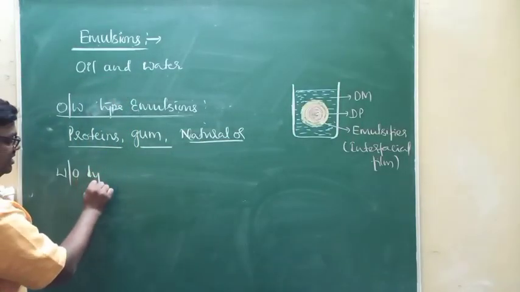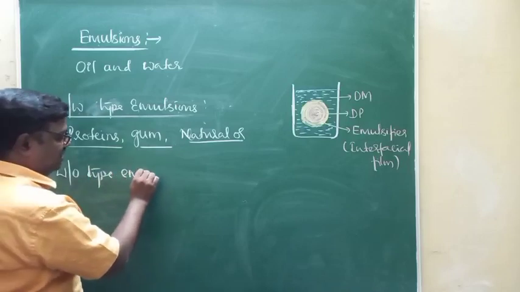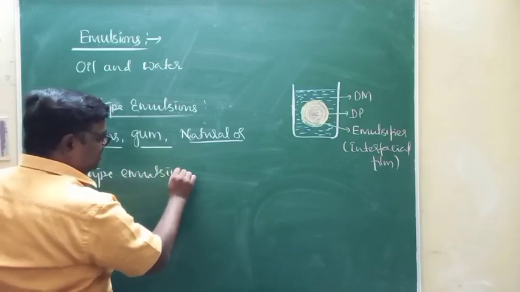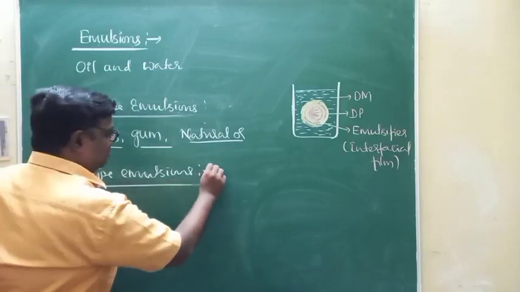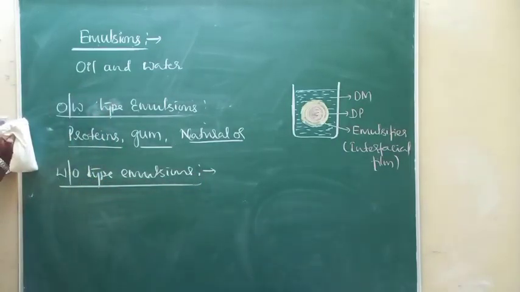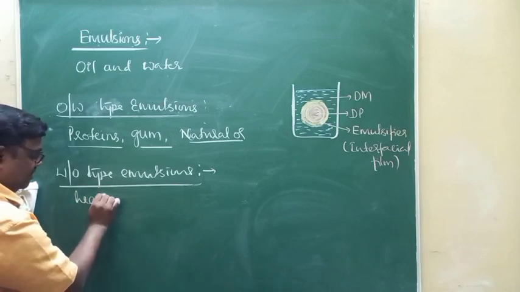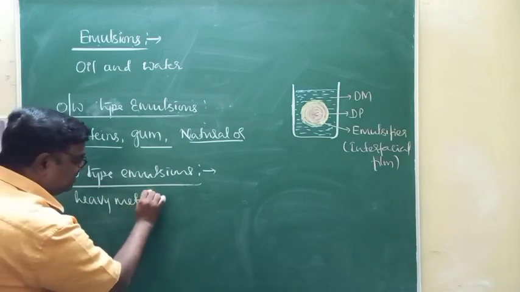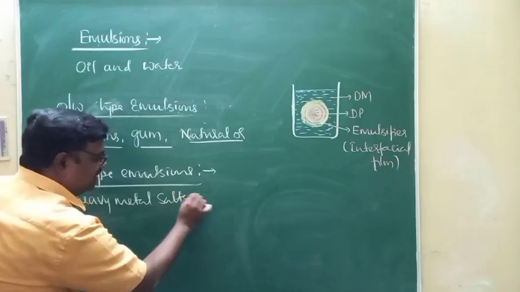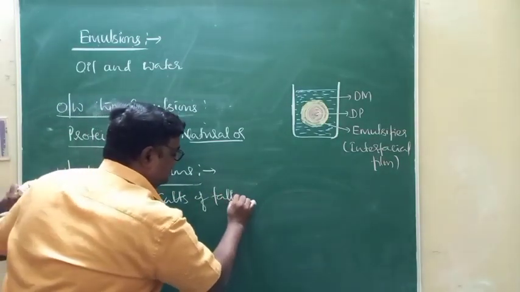Water in oil type emulsions can be stabilized by adding heavy metal salts of fatty acids.